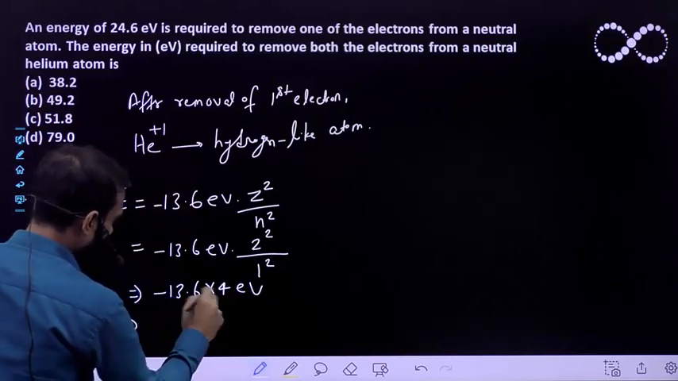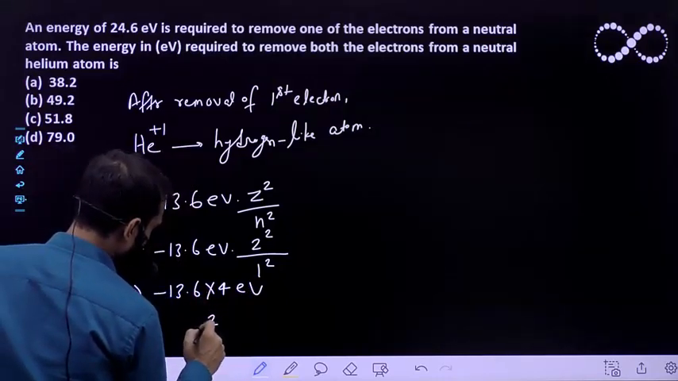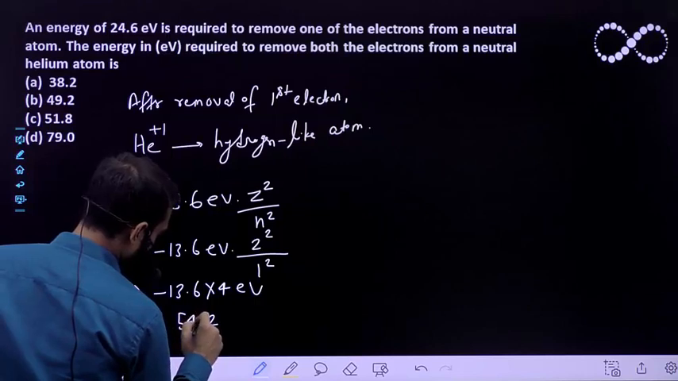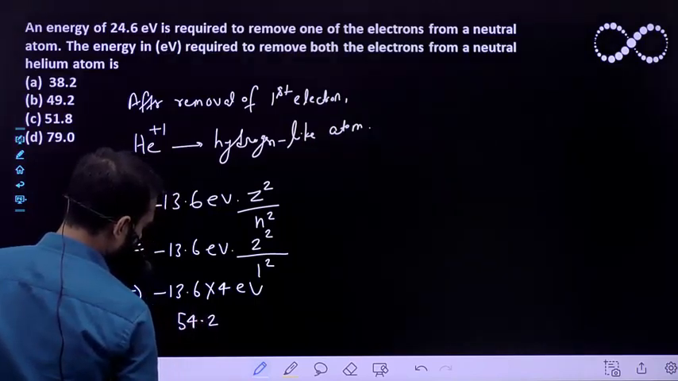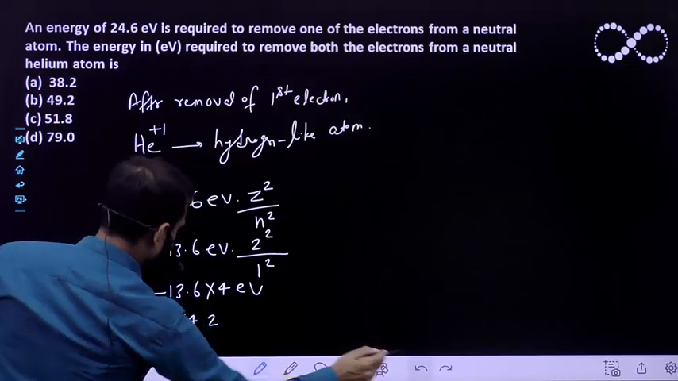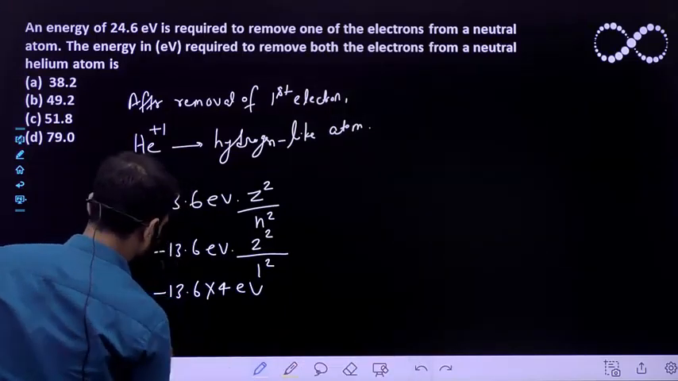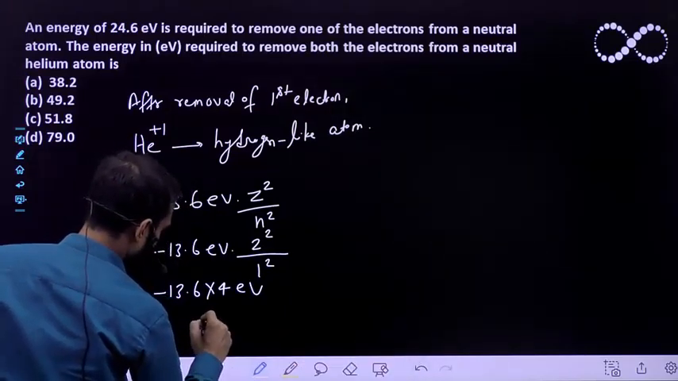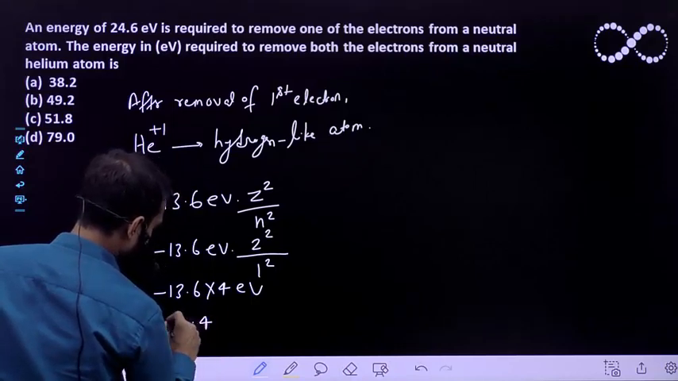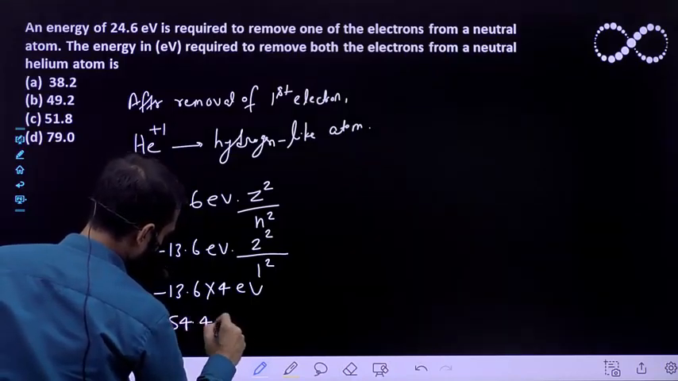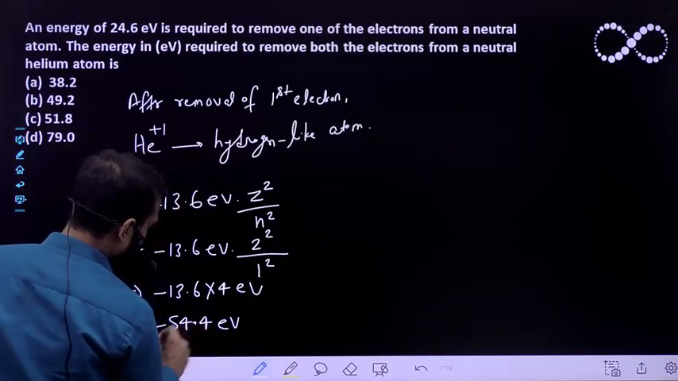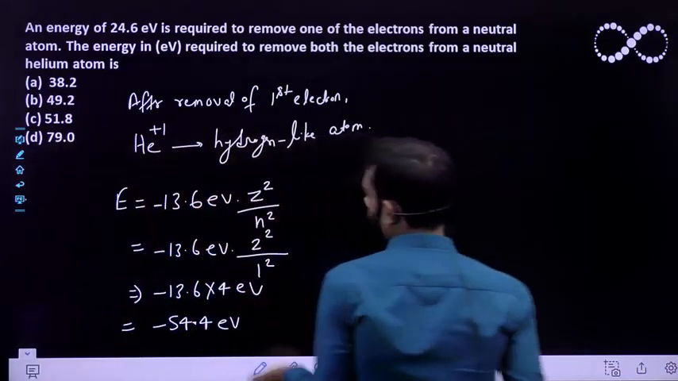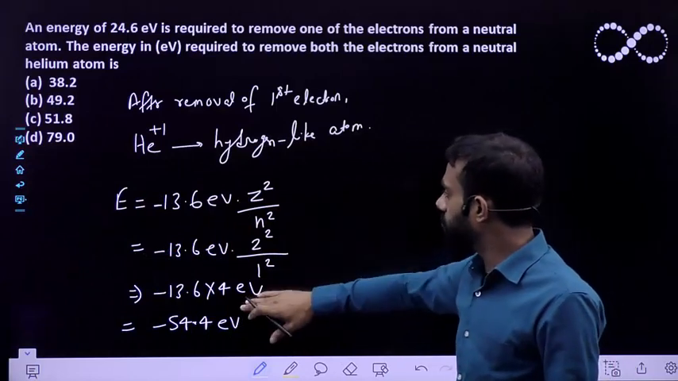So if we do the calculation here, you'll get minus 54.4 electron volt. So the energy of the system is this.